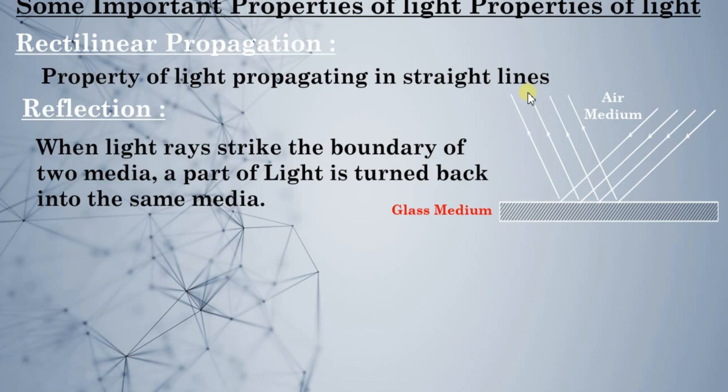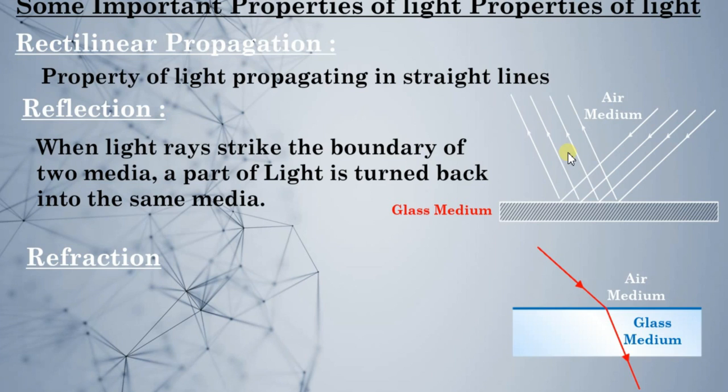Next is refraction. In refraction, you are able to see two media, the air medium and the glass medium, or it can be water, whatever it may be. The air medium is called a rarer medium, that is, a thinner medium, whereas glass or water is a thicker medium called a denser medium. Here you are able to see the incident ray, on reaching the interface of the two media, start bending while it is traveling in the glass medium.